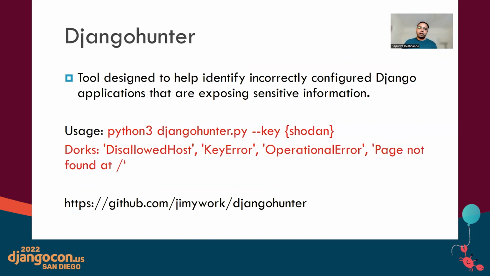There's a tool called Django Hunter. It's a tool designed to help identify incorrectly configured Django applications that are exposing sensitive information. This is how you have to use it. You need to use the python3 command, then the script name, that is djangohunter.py, then specify the Shodan key, then specify Google Docs depending on your requirement.